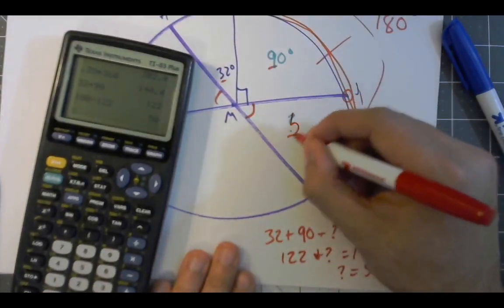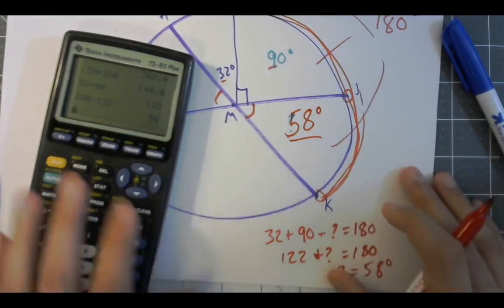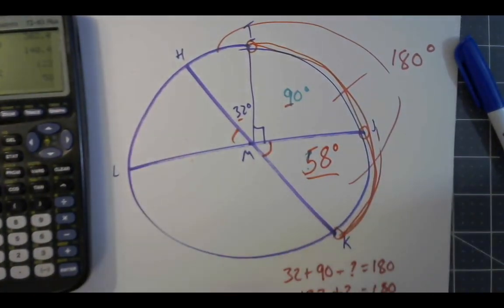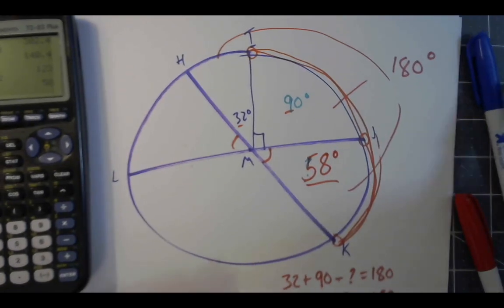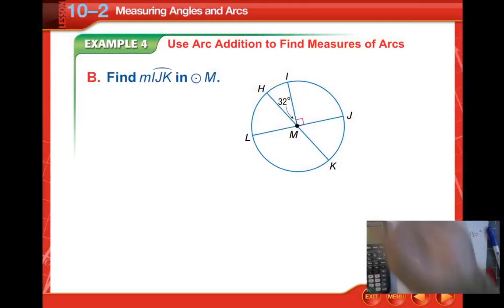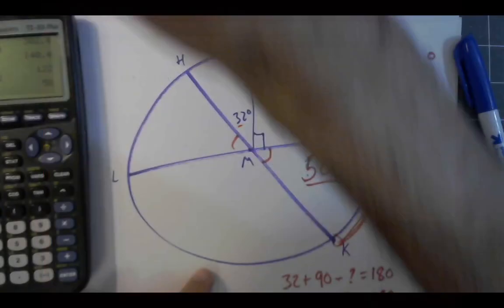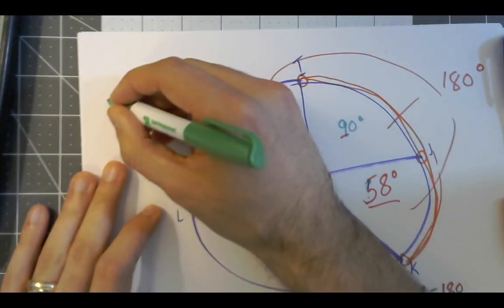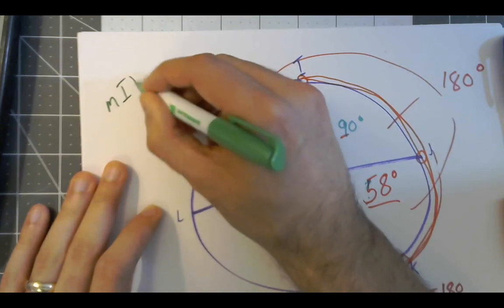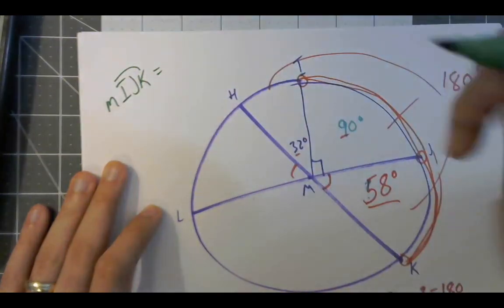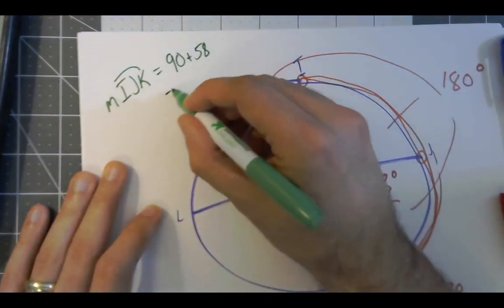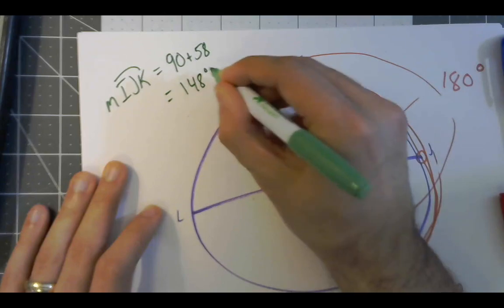So I know this is 58 degrees. That's not the answer to the question. I needed that to find it. The answer to the question, let's go back and I'll show you, what is I to J to K? So our real answer, let's move this, the measure of I, J, K equals 90 plus 58. So our final answer is 148 degrees.